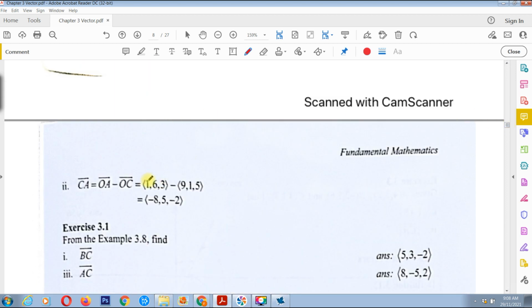It's similar. So x2 minus x1. So x1, x2, x3, y1, y2, z2, z1, sorry.